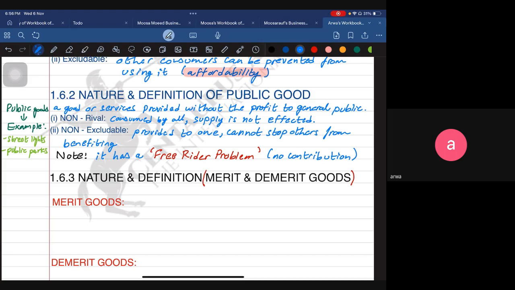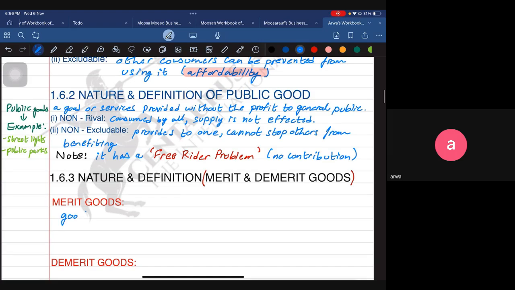And then demerit goods are those goods which are not actually good for your health. They can damage your health, but because of information failure, which also happens in merit goods, demerit goods are overproduced by firms. Perfect. Go on, give one example. For merit goods, I can say healthcare, education. And for demerit goods, it can be cigarettes or drugs, alcohol, all of those things. Very good. Perfect examples.